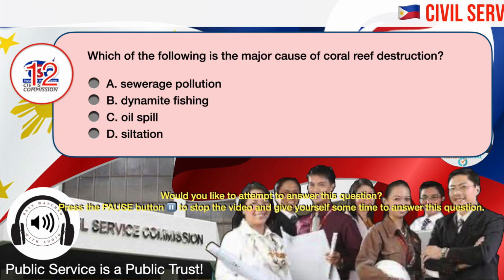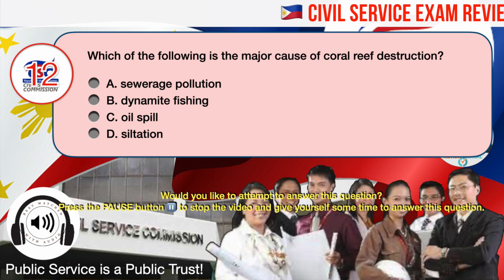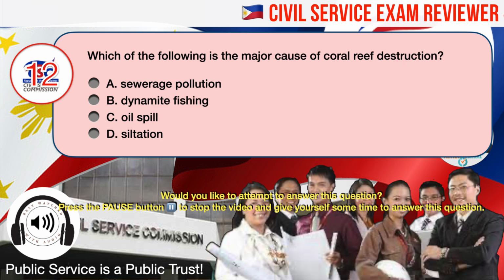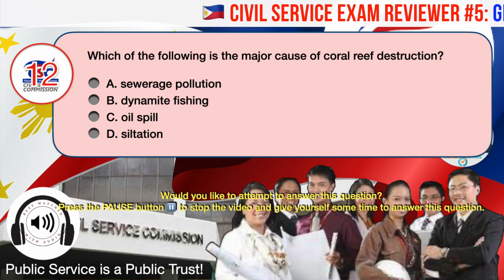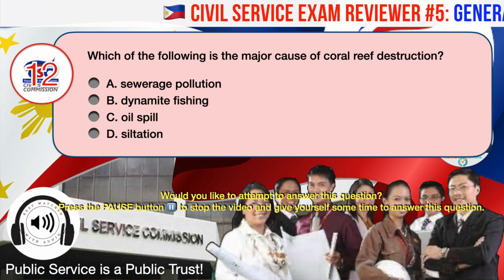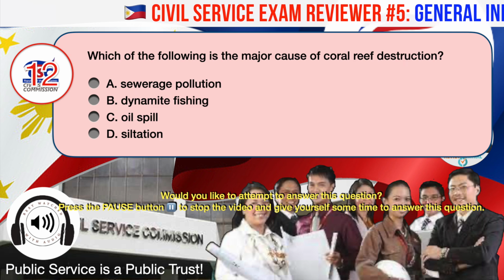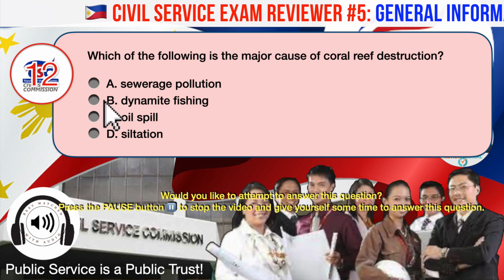Question number 12. Which of the following is the major cause of coral reef destruction? A. Sewage pollution. B. Dynamite fishing. C. Oil spill. D. Siltation. The correct answer is B.